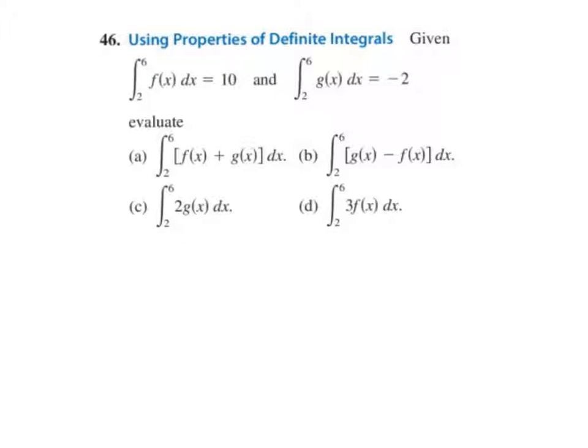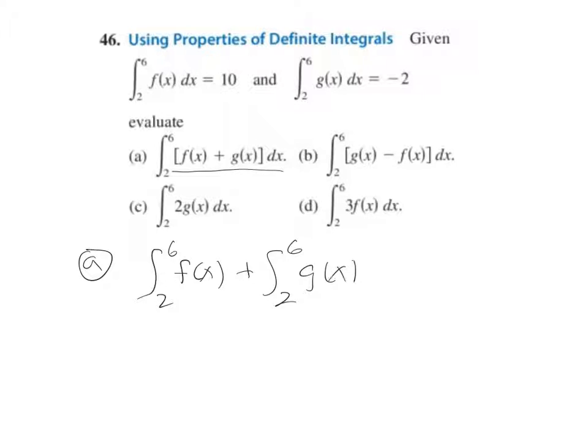In this question, we're using the properties of definite integrals to help us solve. So in part A, we're integrating from 2 to 6 of f of x plus g of x. Well, one of the properties says that when you're integrating the sum of functions, you can add, so I can distribute the integral essentially. I can take the integral of f of x from 2 to 6 and add to that the integral of g of x from 2 to 6.